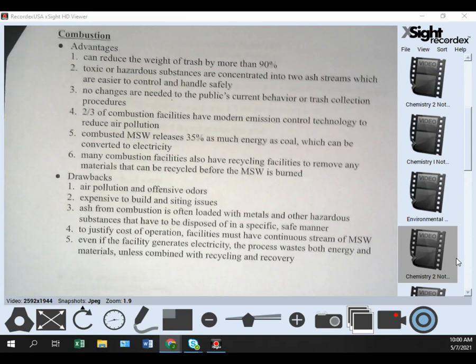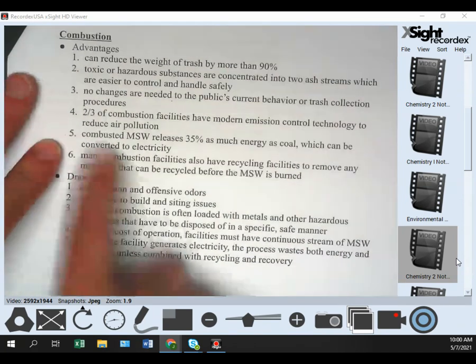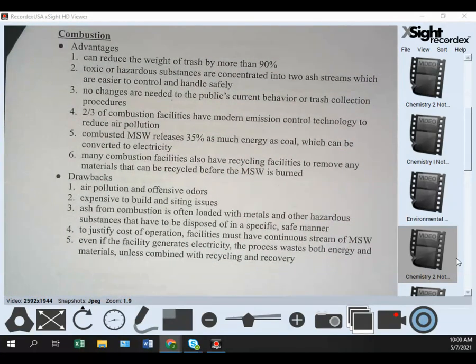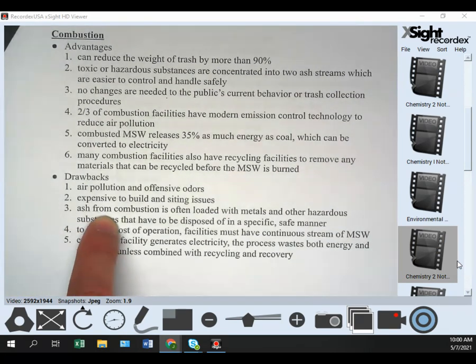So what are some drawbacks of combustion facilities? Well, as you can imagine, air pollution and offensive odors. Two thirds of them have modern emission control to reduce air pollution, but you're still going to get some air pollution with it. Even with cleaning it up, kind of like the sanitary landfills, there are still drawbacks. You can smell things like that. They're also expensive to build initially because you've got all the different components, and there are siting issues, like with anything else with trash.